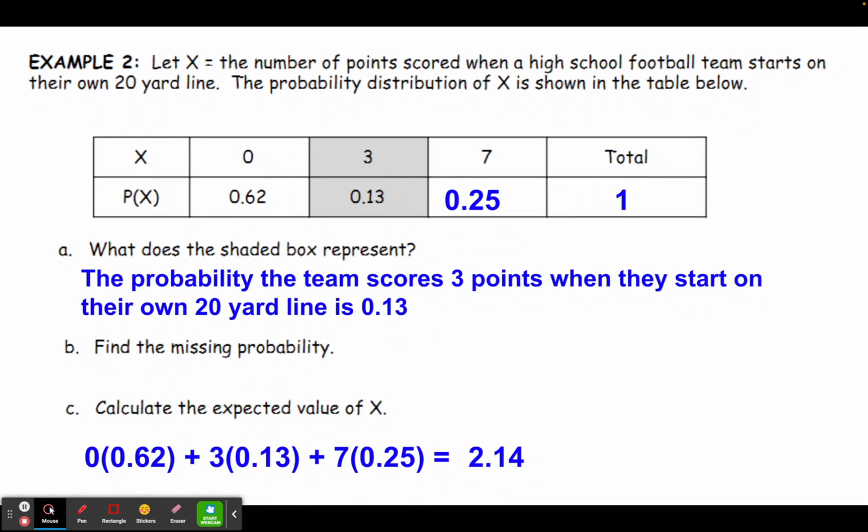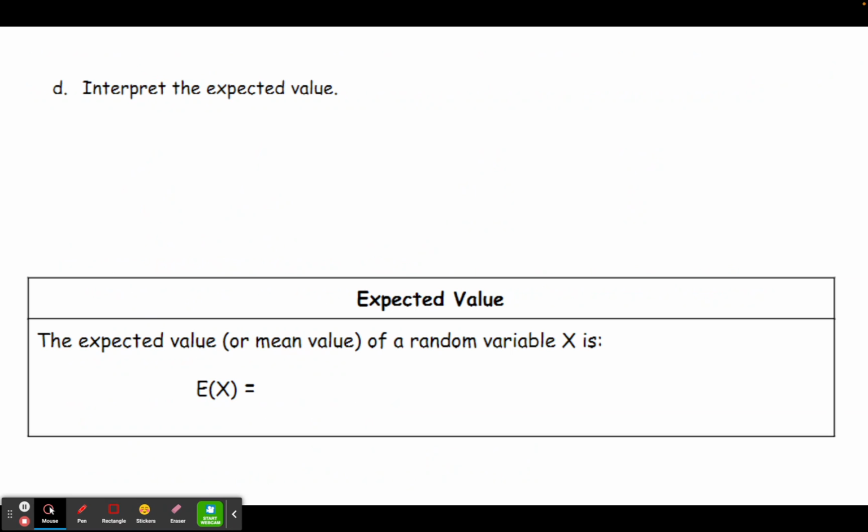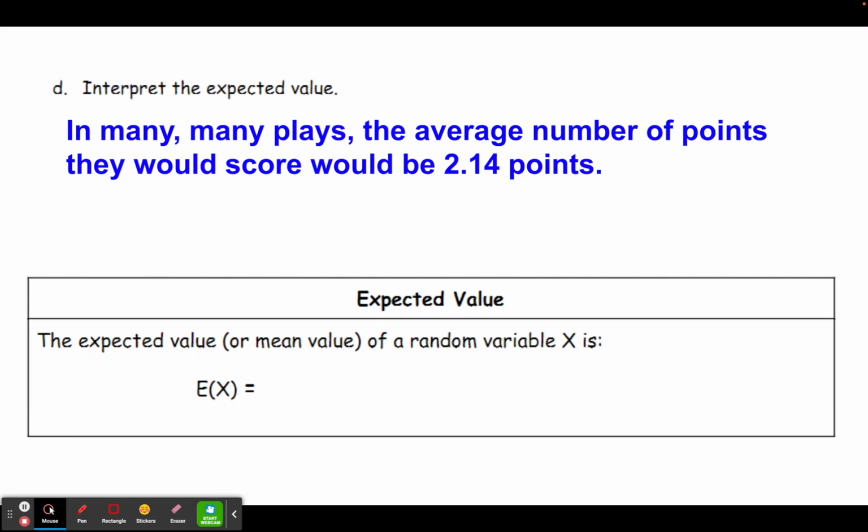Now, again, it's impossible for the football team to score 2.14 points on any of their possessions. However, that represents a long run average. So how we would interpret that is we would say in many, many plays, the average number of points the team would score would be 2.14 points.